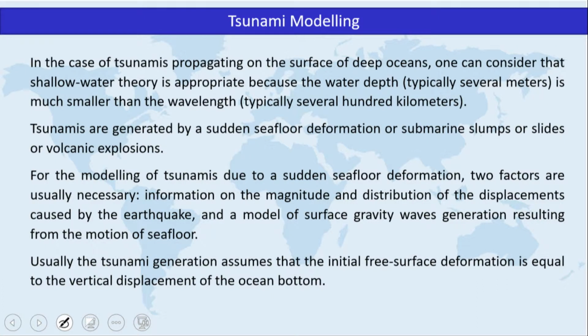waves. Usually tsunami generation assumes that the initial free surface deformation is equal to the vertical displacement of the ocean bottom. So, if the ocean bottom has displaced by 5 meters, the tsunami model also assumes that the entire water column has displaced by those 5 meters, and then starts estimating how the wave changes as it propagates. So, the first and foremost is how to determine the displacement on the seafloor due to the earthquake, or how much that faulting, as I had explained earlier, has gone down or come up, or whether it is a strike slip.